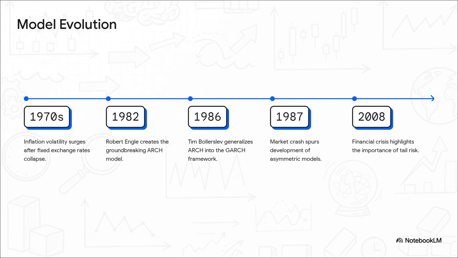But then, the 1987 crash hit. That taught us real quick that bad news spikes volatility way harder than good news, which led straight to the creation of asymmetric models. And, of course, the big collapses, like Long-Term Capital Management in '98 and the 2008 crisis, those completely forced the industry to aggressively test for tail risks and extreme outlier events.